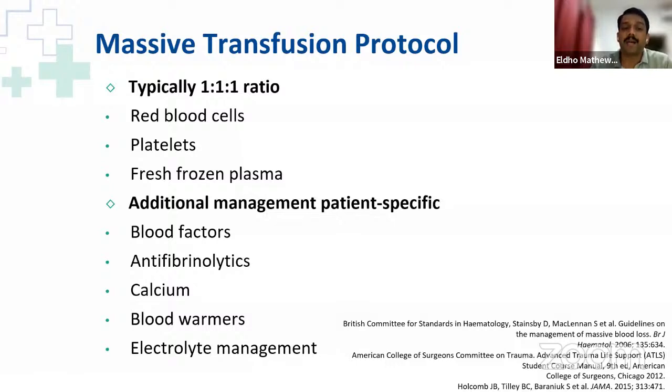The additional blood factors we are giving, and fibrinolytic factors, we already discussed the tranexamic acid, and desmopressin is also available. And calcium we are giving, which is one of the clotting factors. With stored blood, there is a chance of hyperkalemia, which we have to relieve, and also the preservative citrate will be there. In order to counter that, we have to give calcium supplement. And the blood warmers are very important to avoid hypothermia that leads to coagulopathy. So the blood warmers should be there. And electrolyte management we have to do.